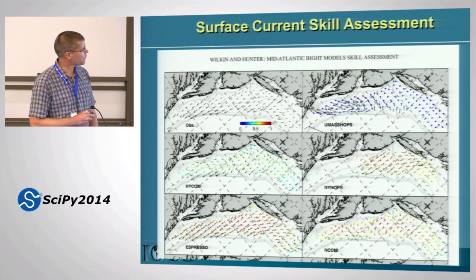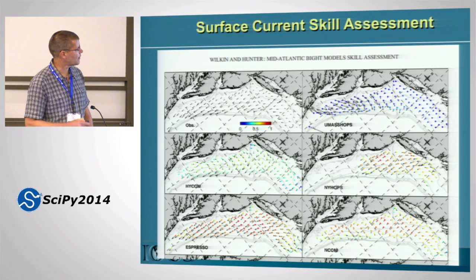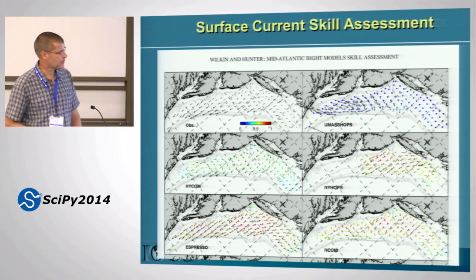So, and then we also want to compare surface currents. We've got HF radar measurements in a large part of the coastal ocean to measure the surface currents so we can compare to model output. They did this in their paper. We want to do the same thing in Python.